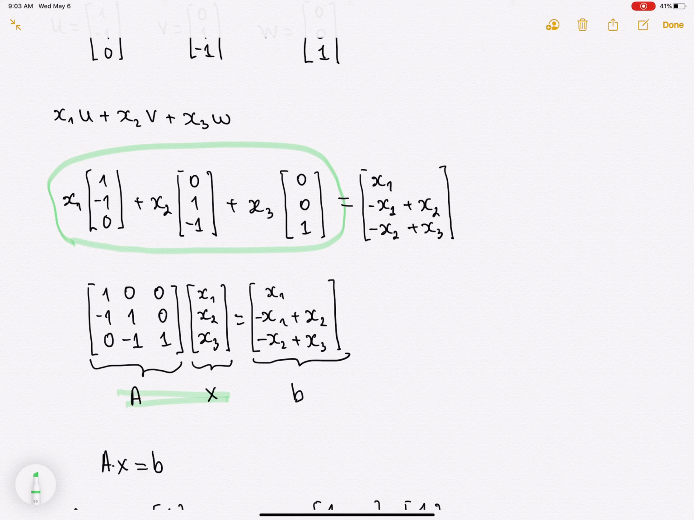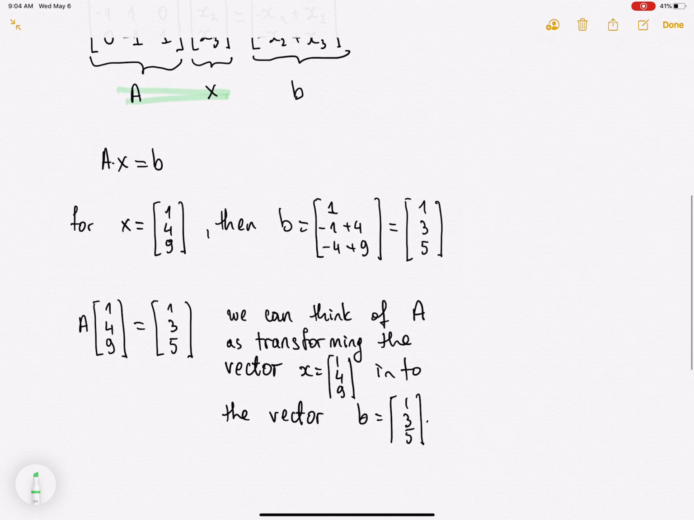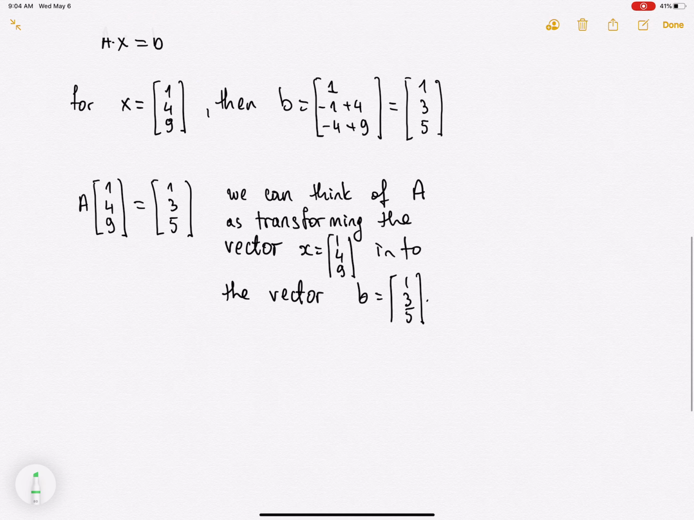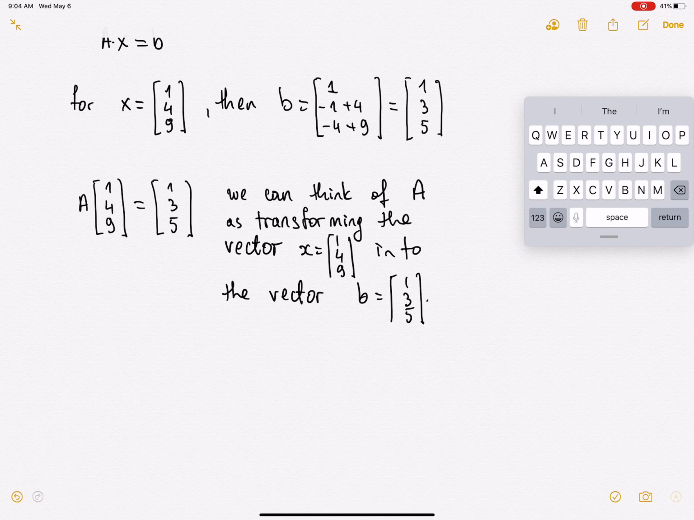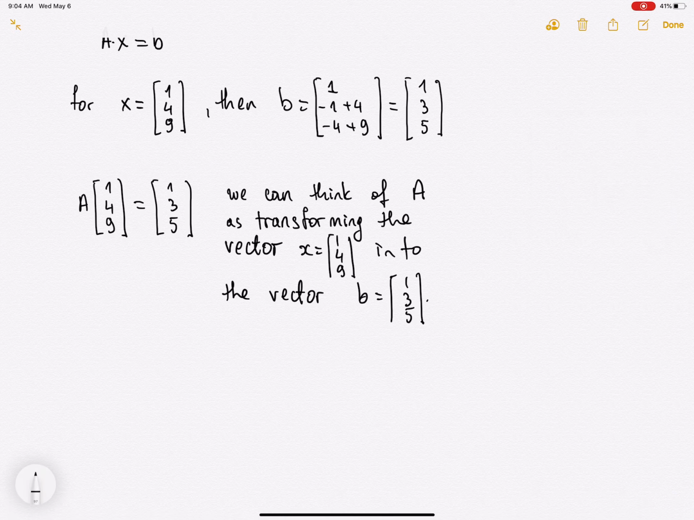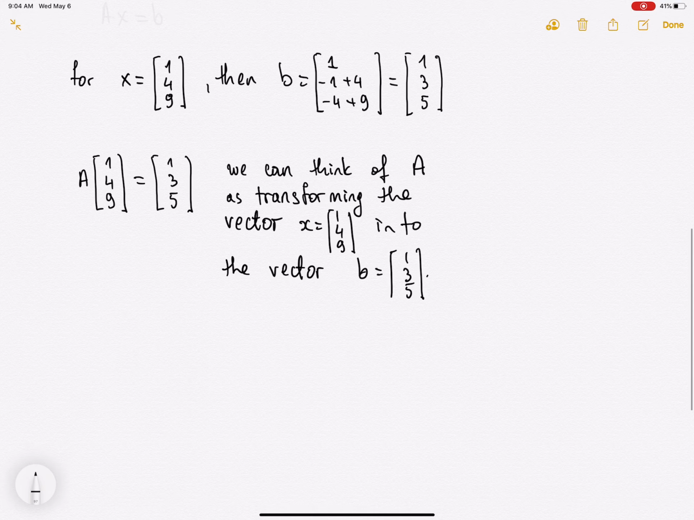We multiply the first column by x1, we multiply the second column by x2, we multiply the third column by x3 and add them up to get the answer b. That is what's referred to as column multiplication of a matrix. Now, I know some of you have seen matrices before, and usually in most textbooks, matrix multiplication is defined through its rows. Let me get back to that.